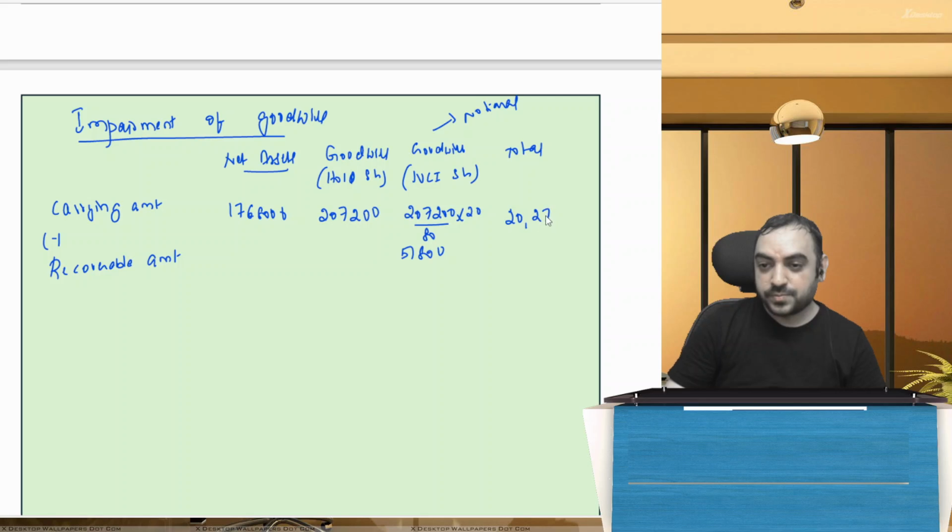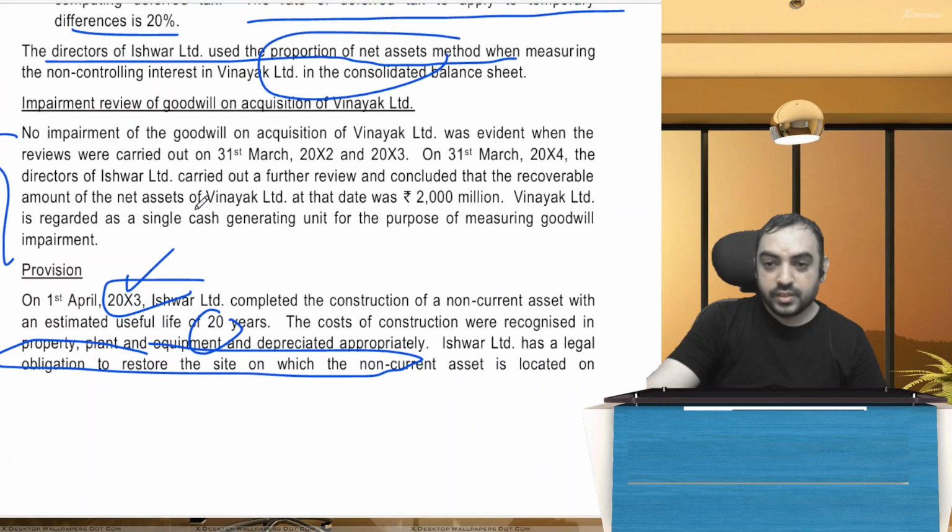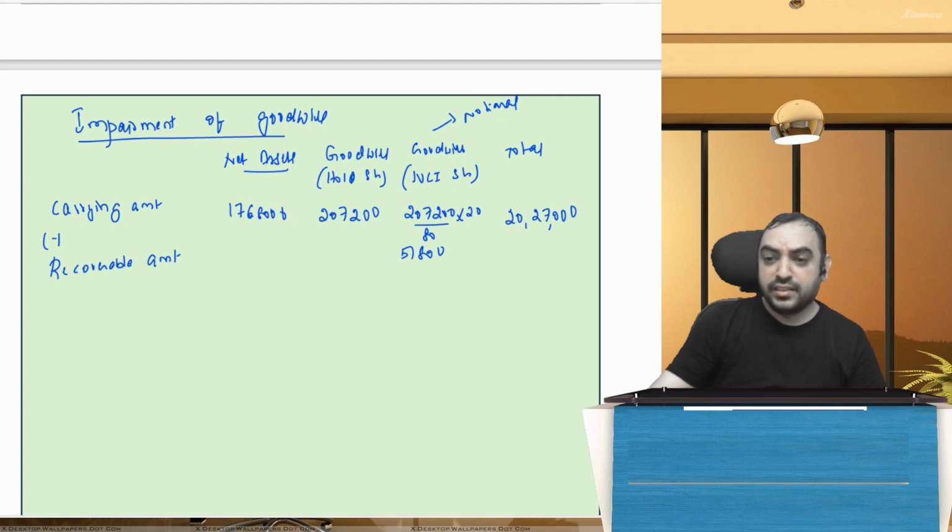27,000. And what is the recoverable amount? The recoverable amount is 2,000 million. That means 2,000 followed by three zeros. That is basically 20 lakh. So what you get is 27,000 is the impairment.